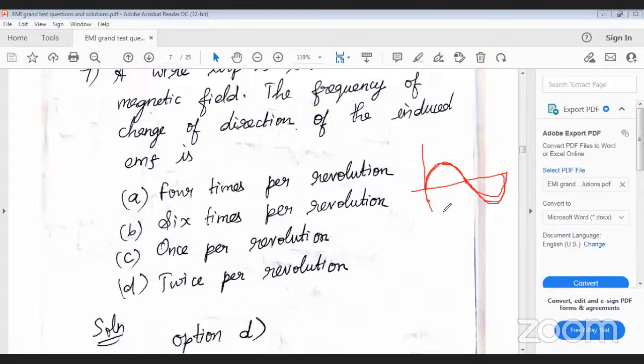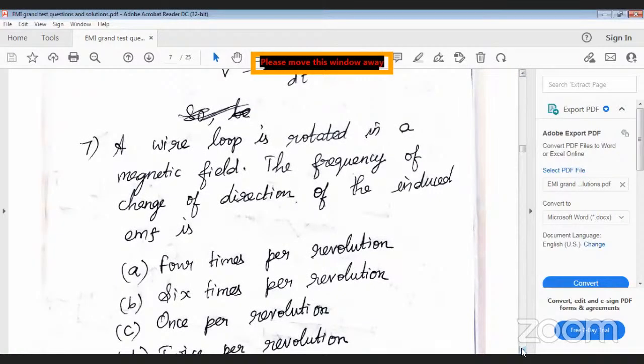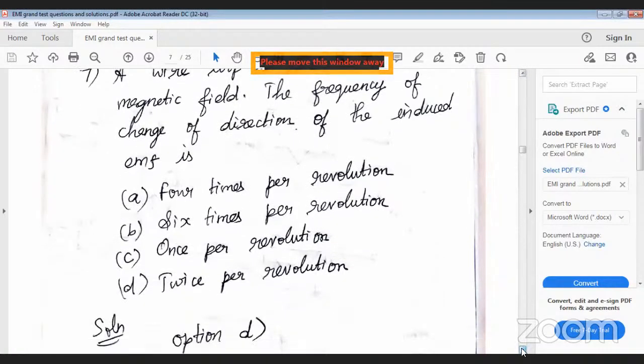So when the coil in an AC generator rotates, the frequency of change of direction of the induced EMF is 2 times during a revolution. Here also you have a similar scenario. You have a wire loop rotated in a magnetic field. So the frequency of change of direction of the induced EMF is twice per revolution. That is option D.